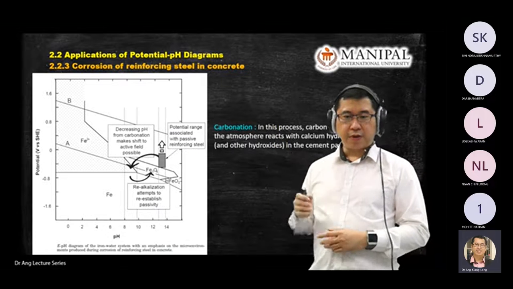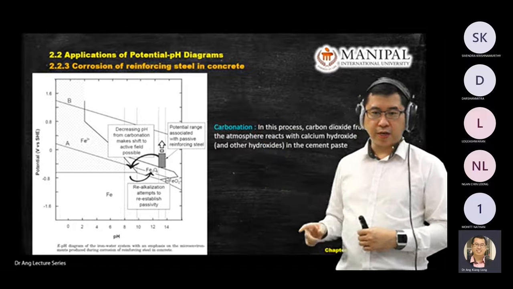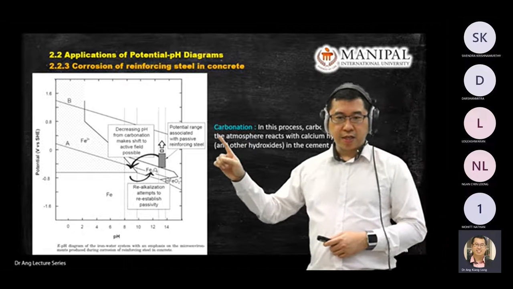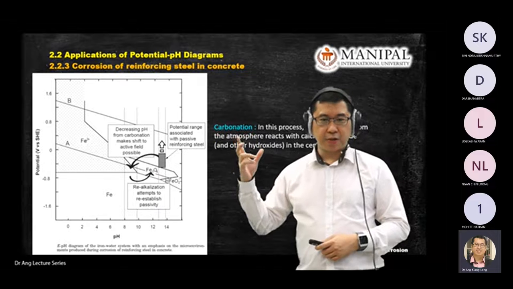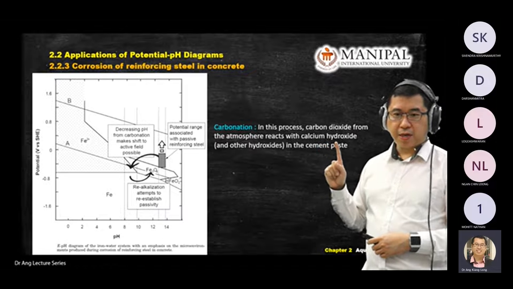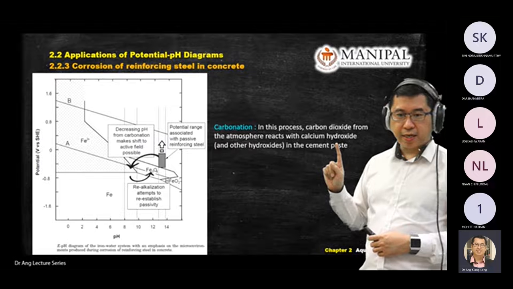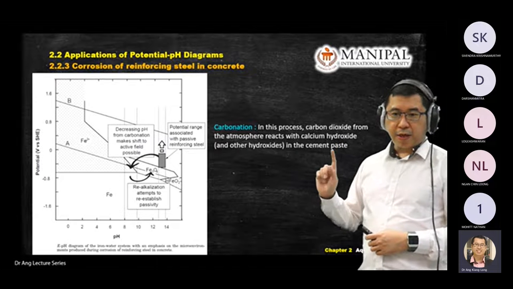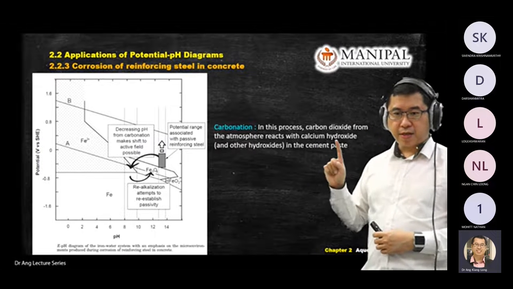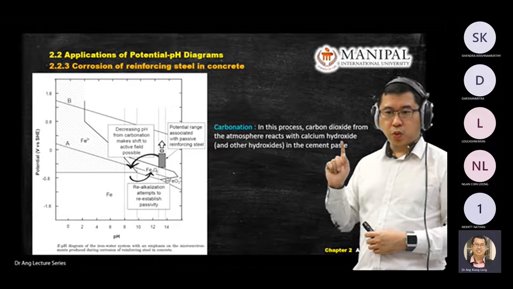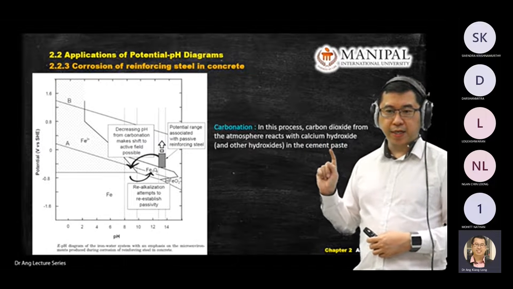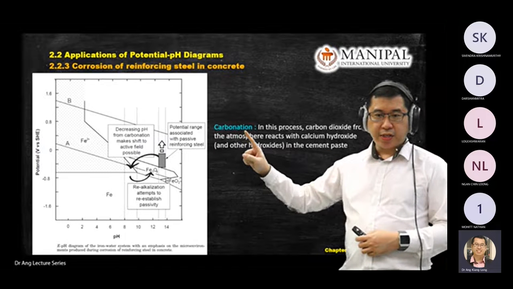So one of the keywords in reinforced steel in concrete is carbonation. Okay, carbonation. This word is a chemistry word. Carbonation is related to calcium hydroxide or other hydroxide in the cement paste. So this calcium hydroxide reacts with CO2. CO2 reacts with calcium hydroxide in this case. So the carbonation process happens.